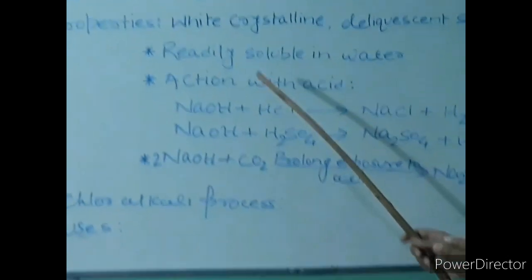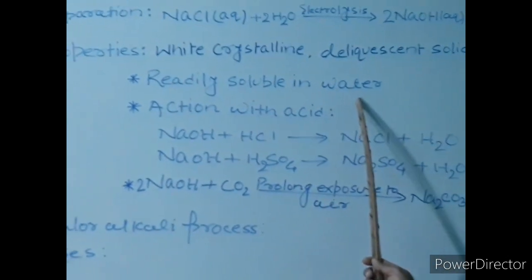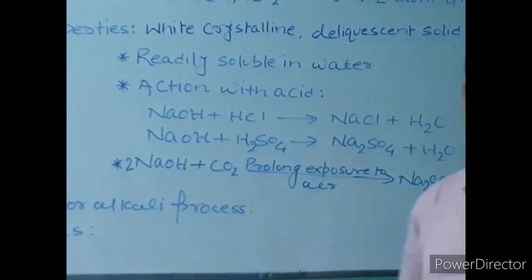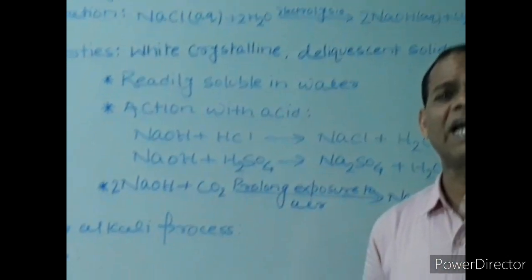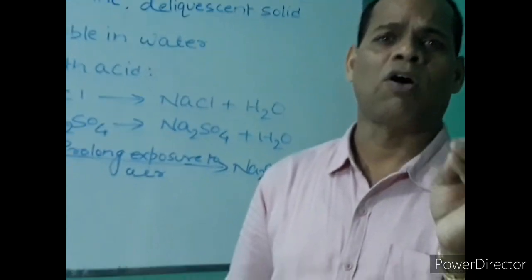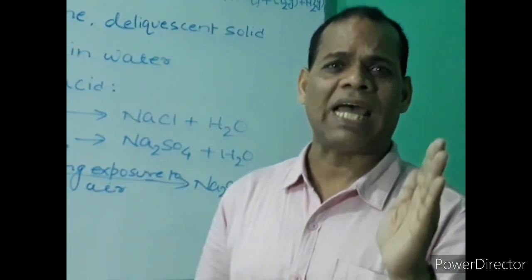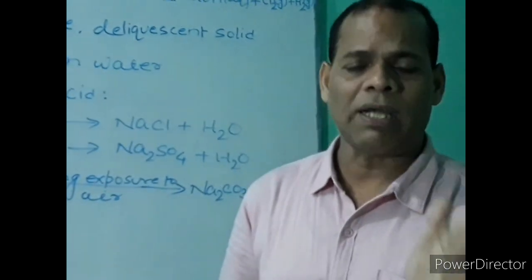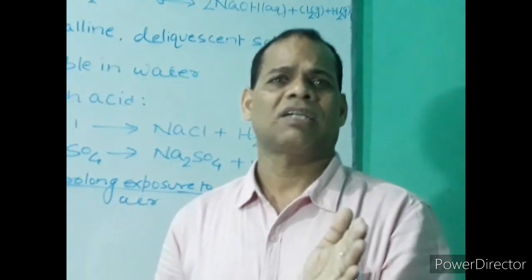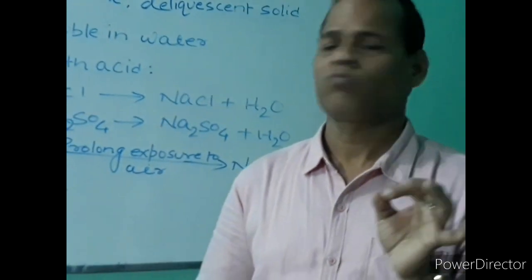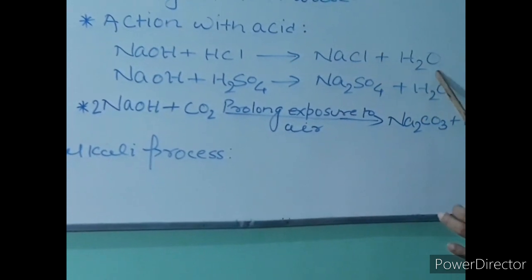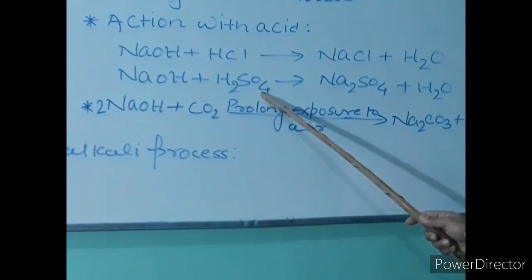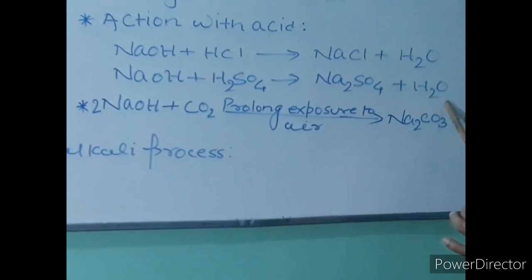Next, sodium hydroxide is readily soluble in water. Action with acid: sodium hydroxide reacts with acid to form salt and water. It means sodium hydroxide neutralizes the effect of acid. Sodium hydroxide plus hydrochloric acid forms NaCl plus H2O. NaOH plus H2SO4 gives Na2SO4 plus H2O.